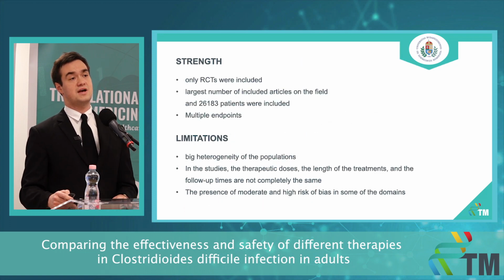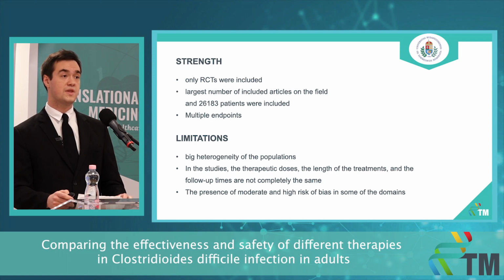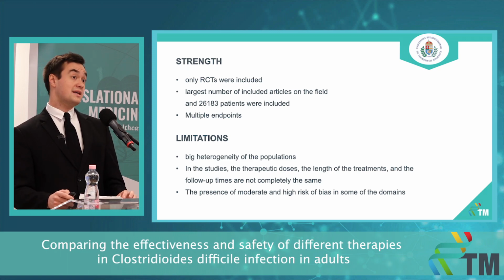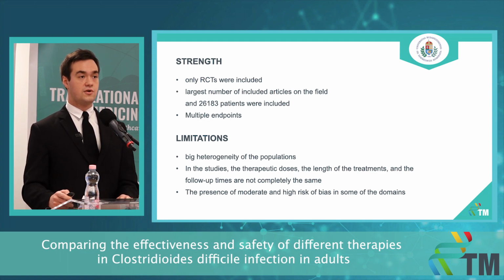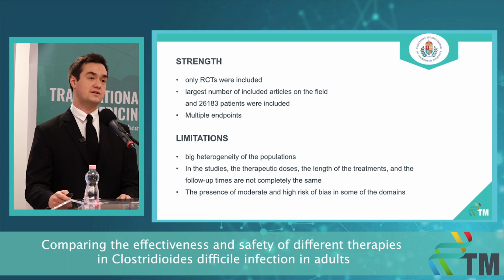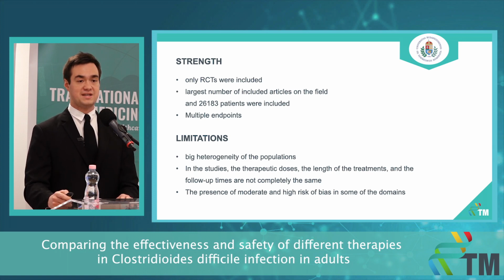Our analyses have strengths and of course limitations too. Let me start with the fact we included only RCTs for our analysis. With the large number of included articles and the huge number of patients, we've got multiple endpoints. But we've got limitations like the big heterogeneity of the population. In the studies, the therapeutic doses, the lengths of the treatments, and the follow-up times are not completely the same. And we've got moderate and high risk of bias in some of the domains.